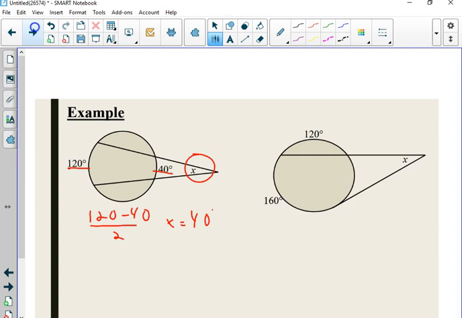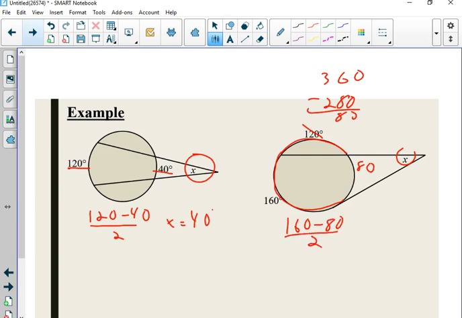Now, this one requires a little bit extra work. We know this is 120. We know this is 160. Together, that makes 280. There's 360 in a circle. That leaves 80, which tells us that this is 80. And remember, we need these to be in a line. So we can't use 120. That just serves a purpose to help us find 80. Now, we take 160 minus 80 and divide by 2. Now, 160 minus 80 is 80 again, divide by 2, and we get the answer of 40 degrees again.